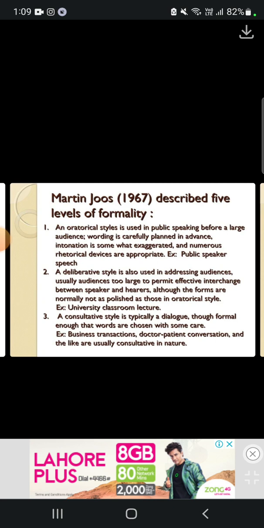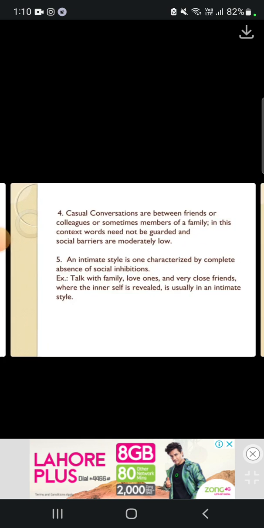Then consultative style is typically a dialogue between people. It is formal enough that words are chosen with some care, like business transactions and doctor-patient conversation, which are usually consultative in nature, in which both parties are consulting. So they will choose the formality level according to the addressee. So style has more to do with formal and informal situations.